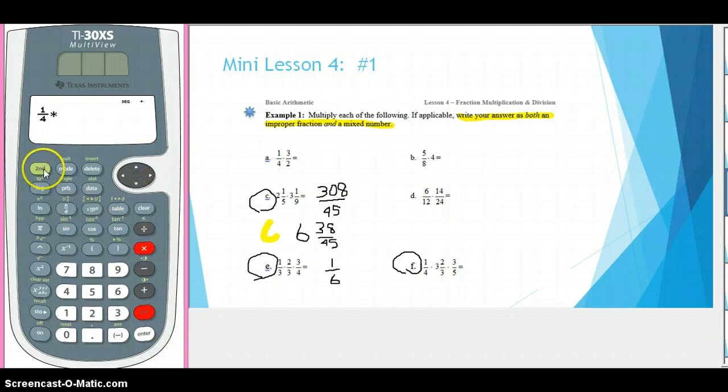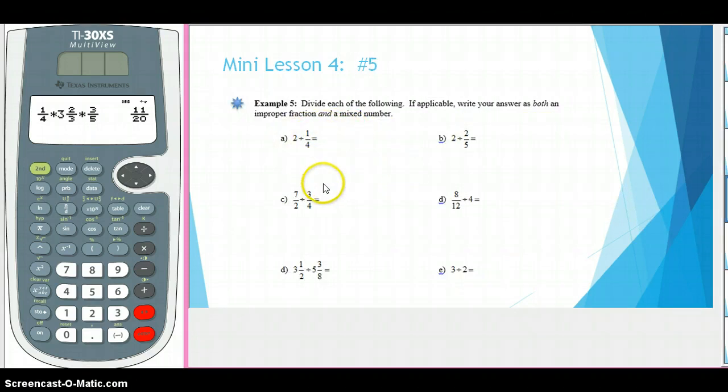times, now I'm going to use the second and this button to put in the mixed number, 3 2/3 times 3/5. That's everything I need, so I'm going to hit enter, and we get 11/20. And since 11 is less than 20, this is a proper fraction, and I don't need to rewrite it as a mixed number. Let's look at the next slide.